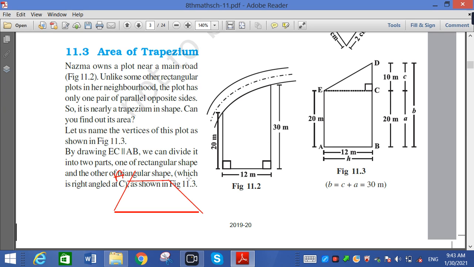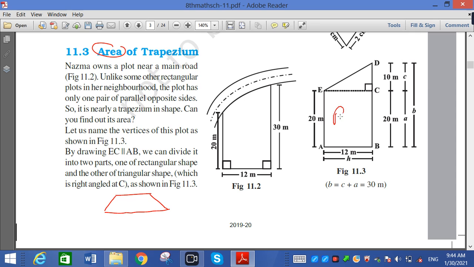So we can name it A, B, C and D. Here is one type of trapezium. If I join this, again it is a trapezium, again it is a trapezium. Two lines are parallel, and two inclined lines are also there. So always remember the proper figure: two parallel lines with inclined lines. That is a trapezium. Today we want to discuss the area.